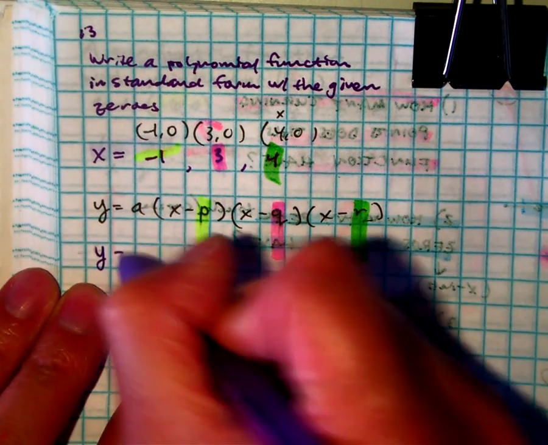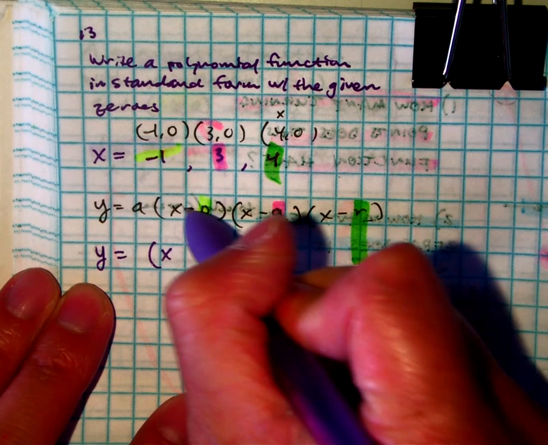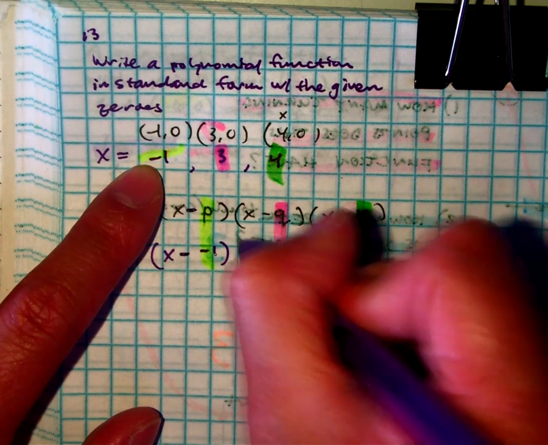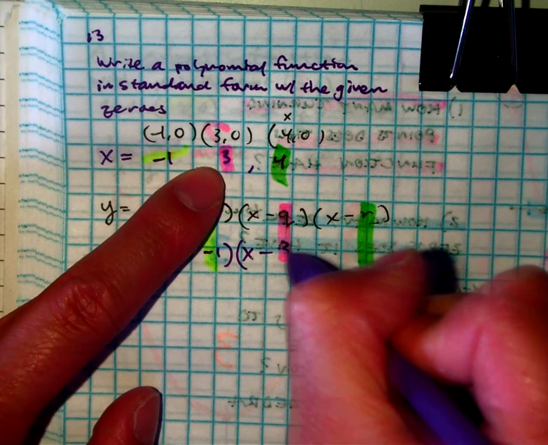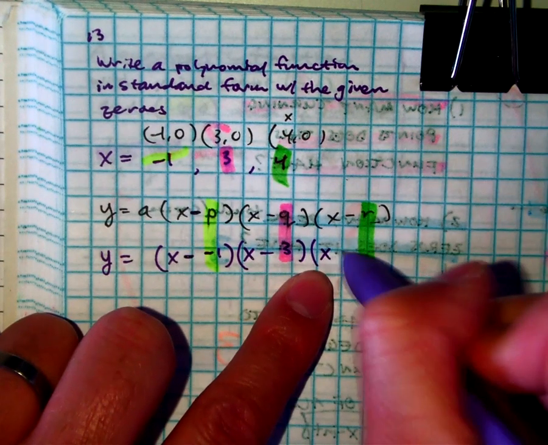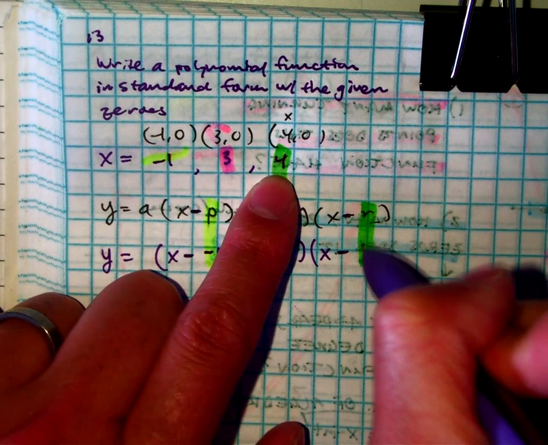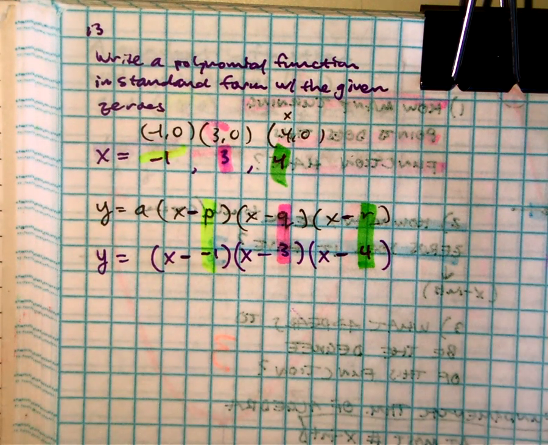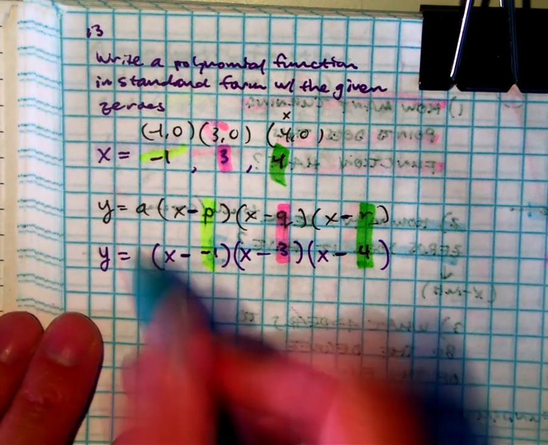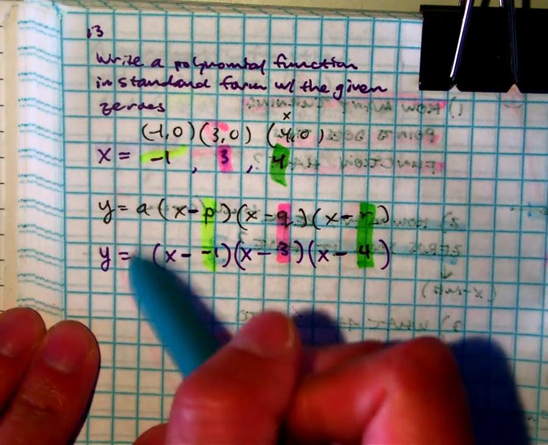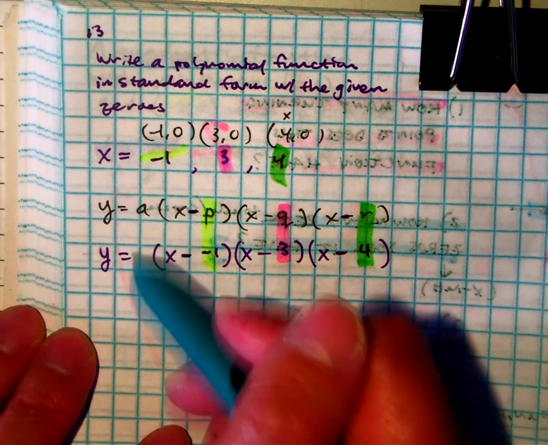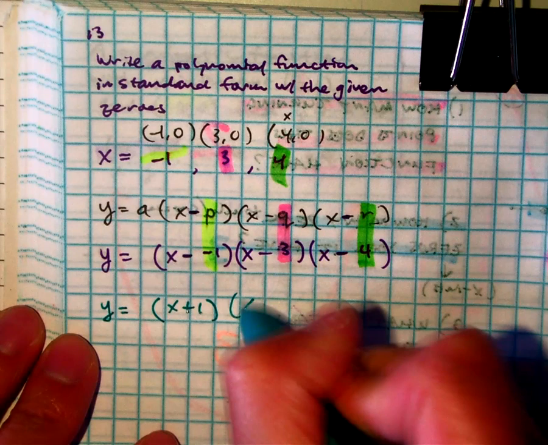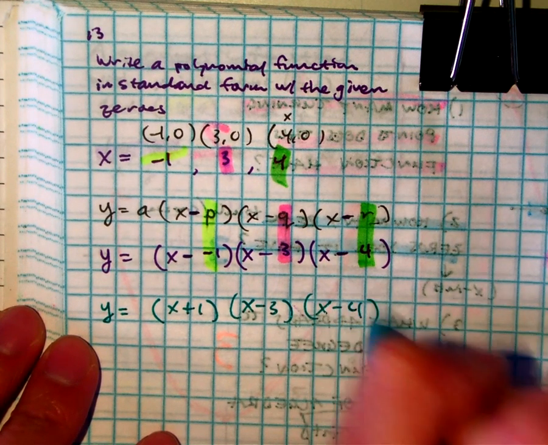So I'm going to have y equals x. This here is a minus sign. And the p value is -1. Q value is 3. There's the minus sign. And the r value is 4. Now, we're going to assume that the a value is +1, so you don't need to write the a value. So to clean this up, I have (x plus 1)(x minus 3)(x minus 4).